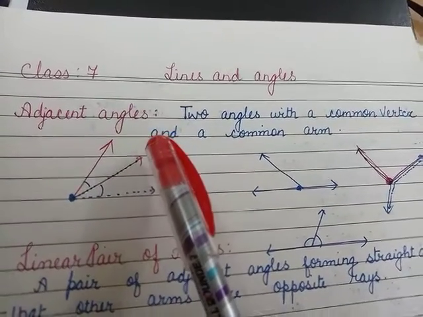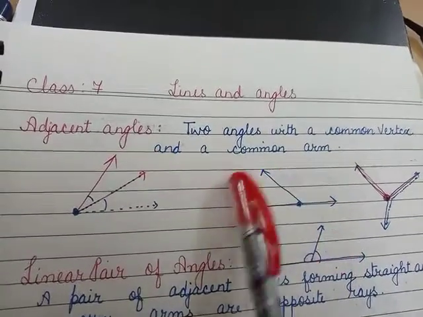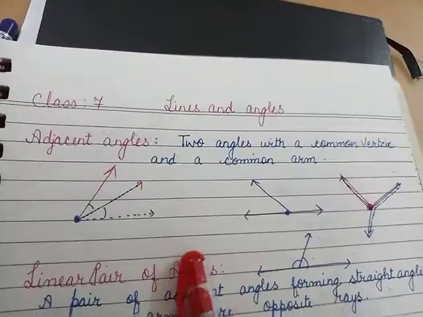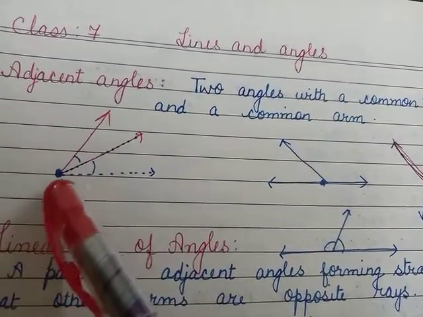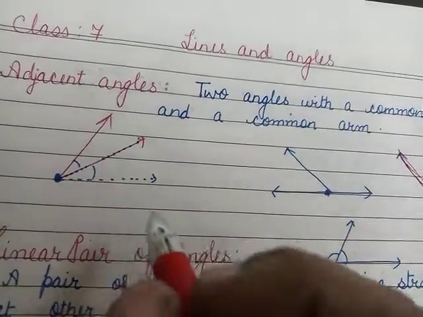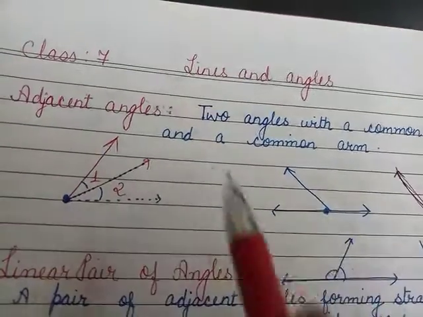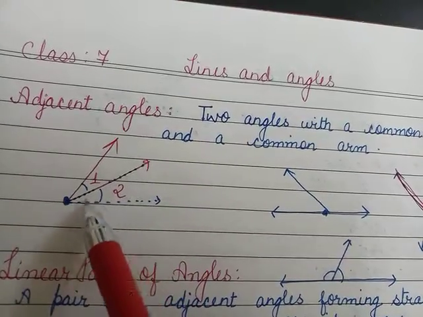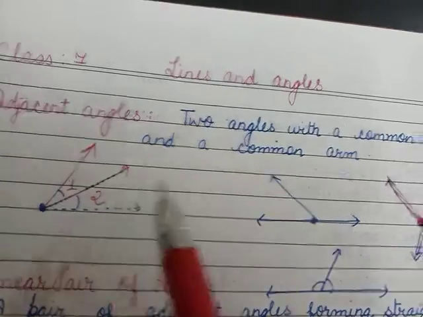Adjacent angles are the two angles which have the same origin point, or the same common vertex, and one arm is common to both. See, suppose I take these two angles. This is the common vertex, the vertex for angle 1 as well as angle 2. Angle 1 and angle 2 have this arm as a common arm. So therefore these are two adjacent angles.